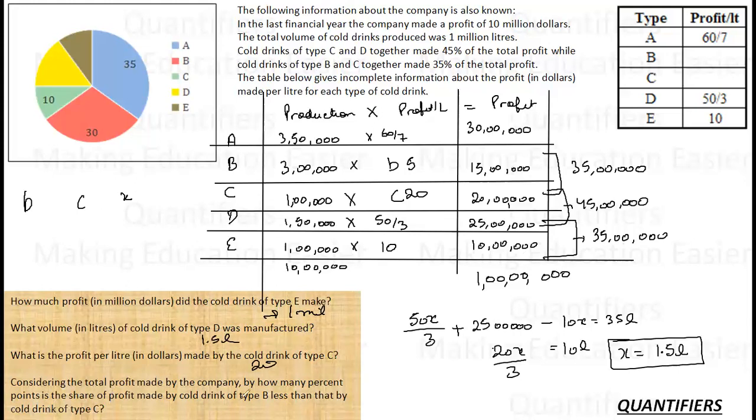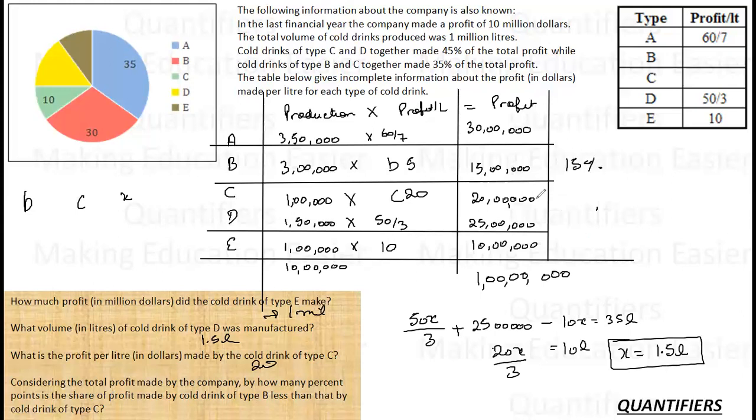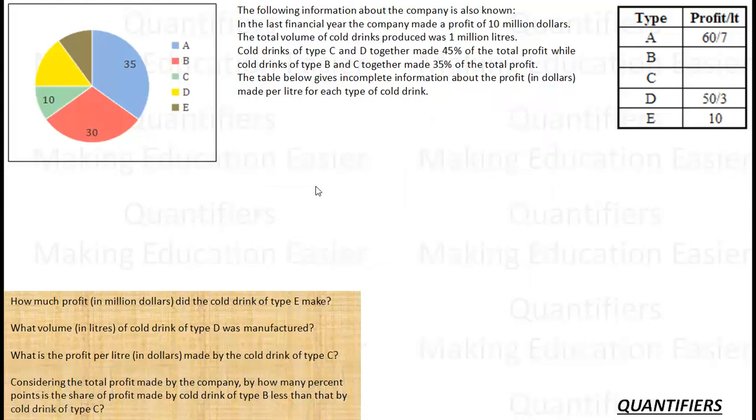And for the last question, considering the total profit made by the company, by how many percentage points is the percent share of type B less than the share of C? So we are asked to find the percentage points, not the percentage. So if this is 15% of a crore, and this is 20% of a crore, in percentage points, this is 5% less. So the answer for this is 5% less. Itna deficit hai hamare paas, right? So with this, we are able to complete our data set.